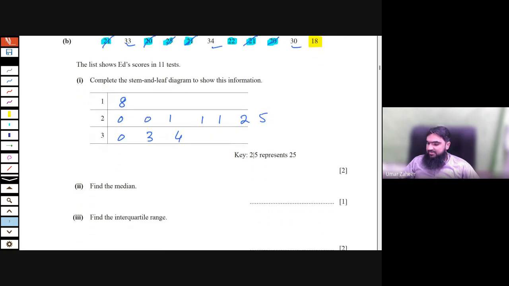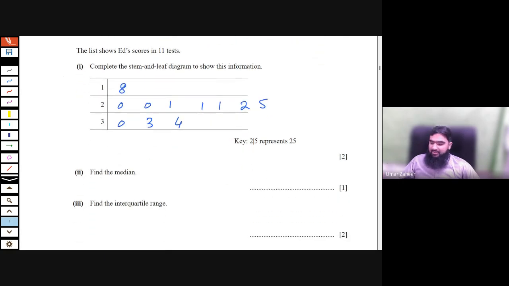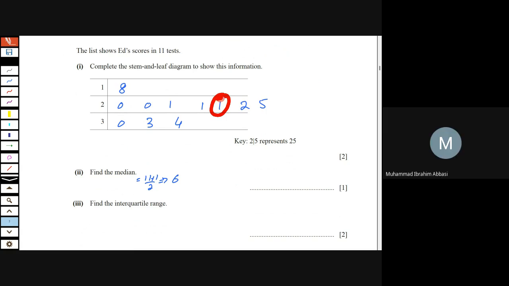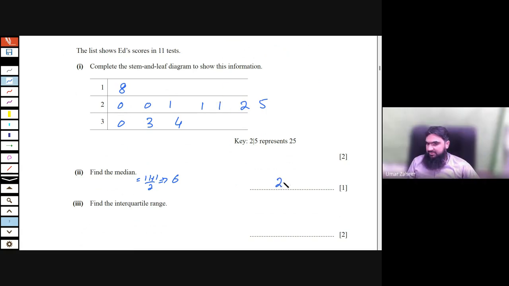Now he says to find the median. Median means the middle value. So 11 plus 1 divided by 2 will be 6, meaning the sixth value is our median. So 1, 2, 3, 4, 5, 6. The sixth value is 21. So 21 is the median.